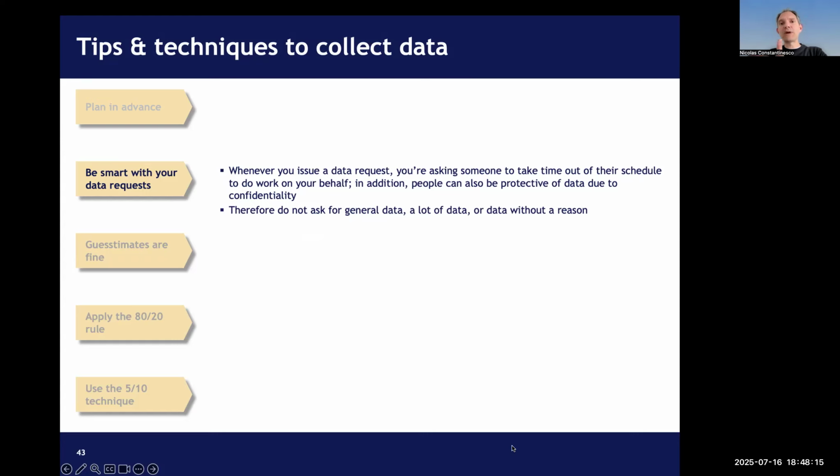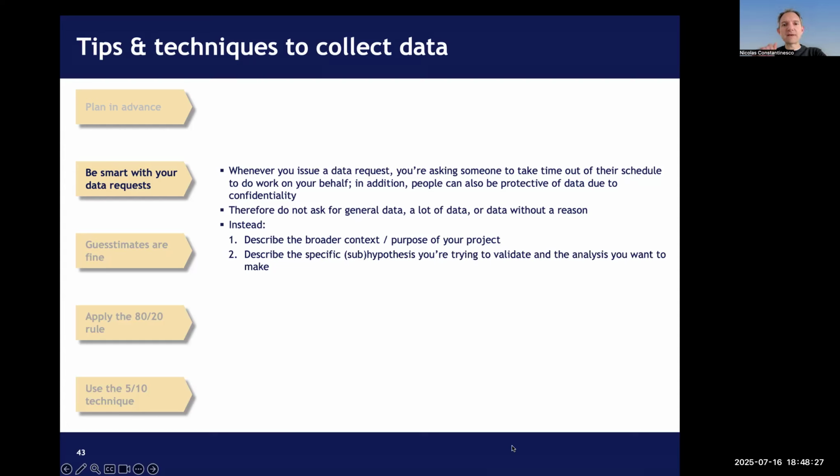The best way to structure a data request is to first provide some context: the purpose of your project, what you're trying to achieve with your project. Then describe the very specific hypothesis that you're trying to validate or prove or test, and how that connects with the project. And describe the analysis that you want to do to test this hypothesis. So basically, you're really providing the background here. And then be very specific with your request.